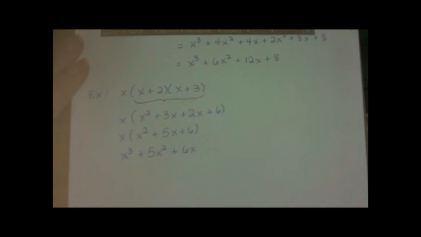One of the big confusions that students usually have is they try and distribute this to both of these. That's multiplying twice, and you don't want to do that. So if you're going to distribute first, distribute to just one of the binomials, okay?